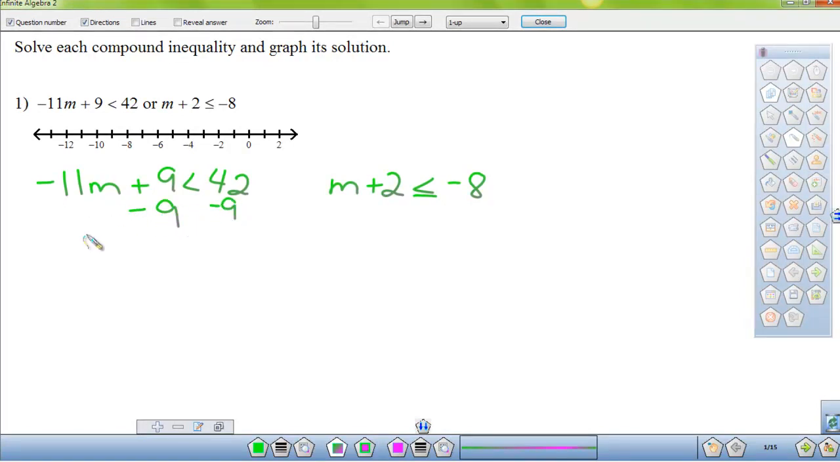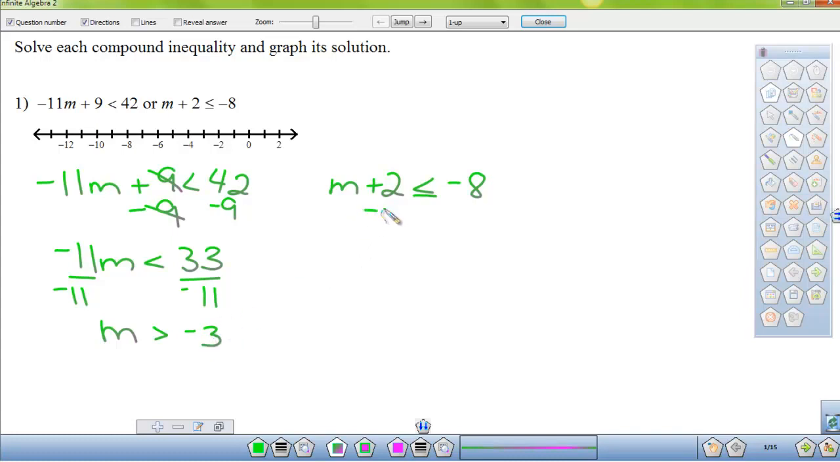So I'm going to start by subtracting 9 from both sides. And as I do, you get negative 11m is less than 33. Now I'm going to divide by negative 11. The other thing you need to remember when working inequalities is that when you do multiply or divide by a negative, you've got to flip the symbol over to maintain the inequality's correctness. So that's going to equal m is greater than negative 3.